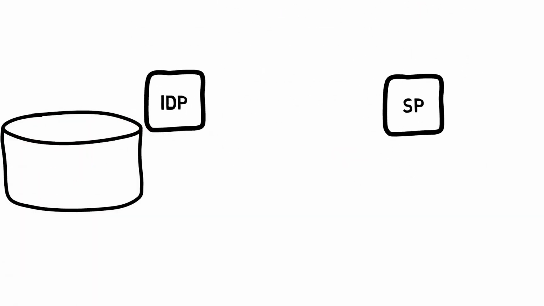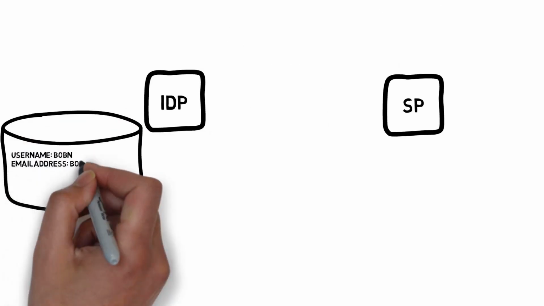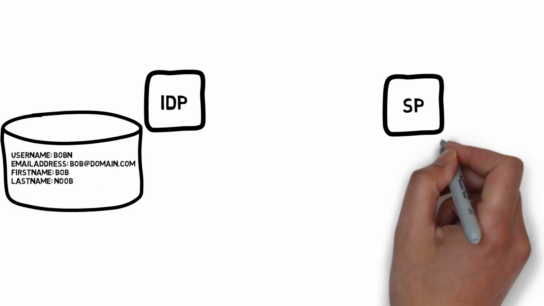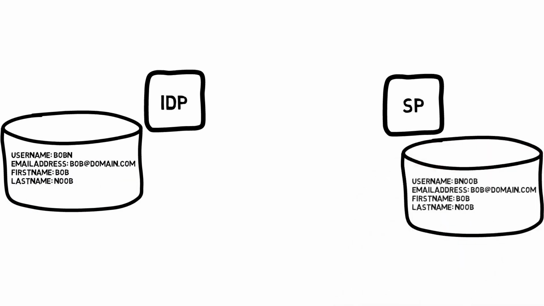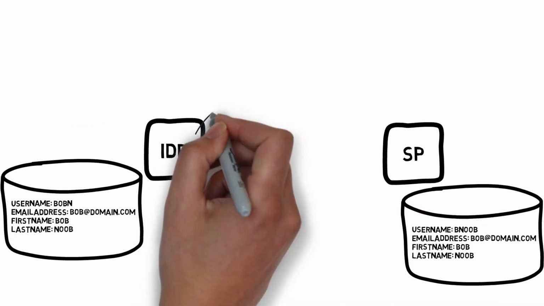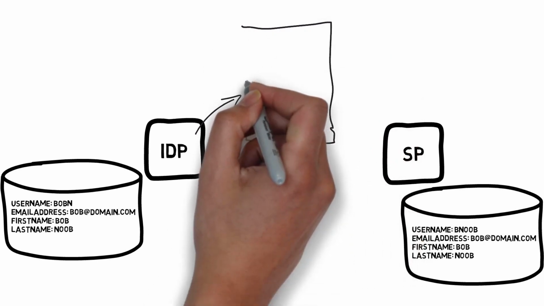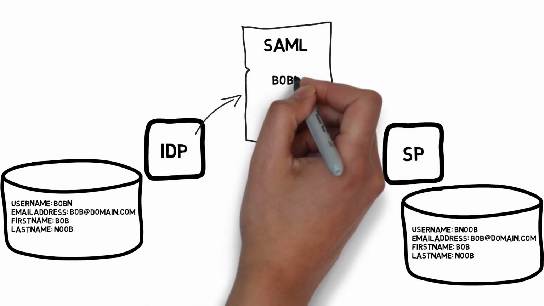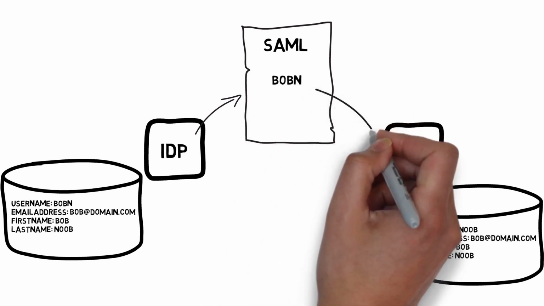Let's go one step deeper into the SAML flow. The identity provider knows about your users and their attributes. Your service provider has its own knowledge about the users. When the identity provider generates an assertion, it populates it with a user identifier and sends it over to the SP.